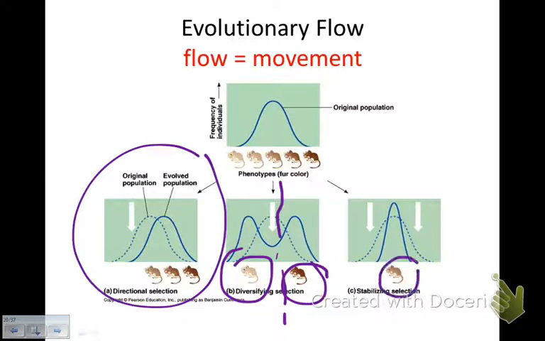Okay, and then stabilizing selection is where both extremes are dying, but one size is surviving.